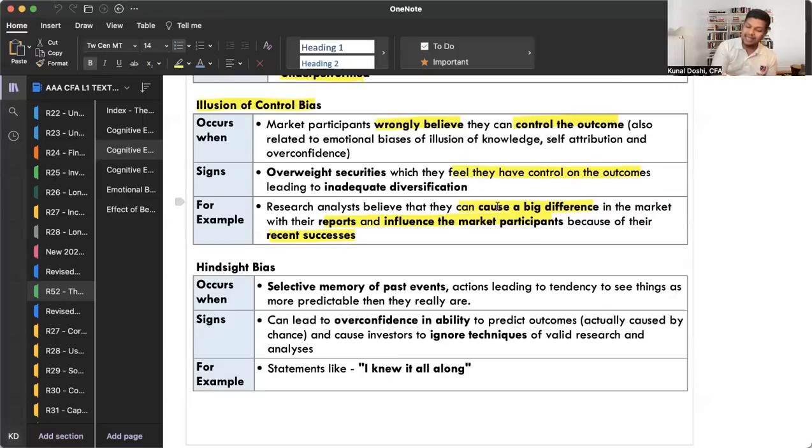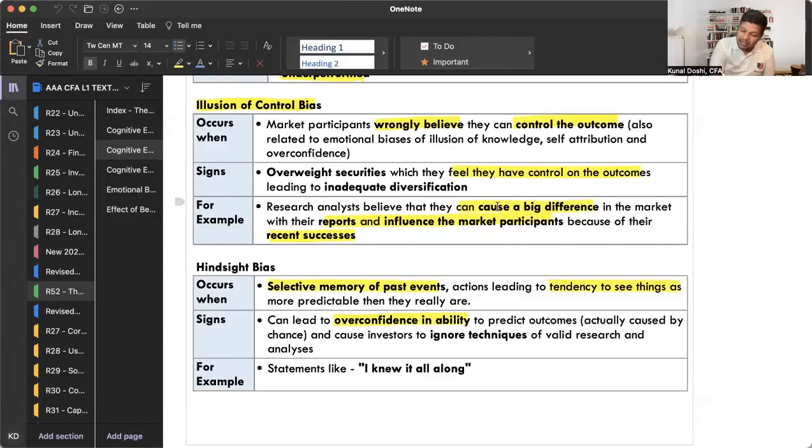Hindsight bias is selective memory of the past. You recall only what you want to recall. You recall only good things about yourself, not bad things, right? Actions lead to a tendency to see things as more predictable than they really are. What are the signs? It can lead to overconfidence in ability. You're not focusing on the techniques of valid research. You just saw something and you probably make a decision. And basically you don't go into detail analyzing it. You feel, oh, I know everything.